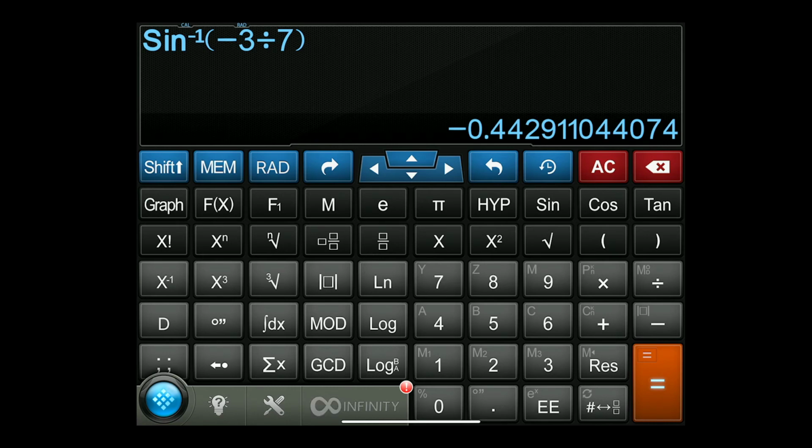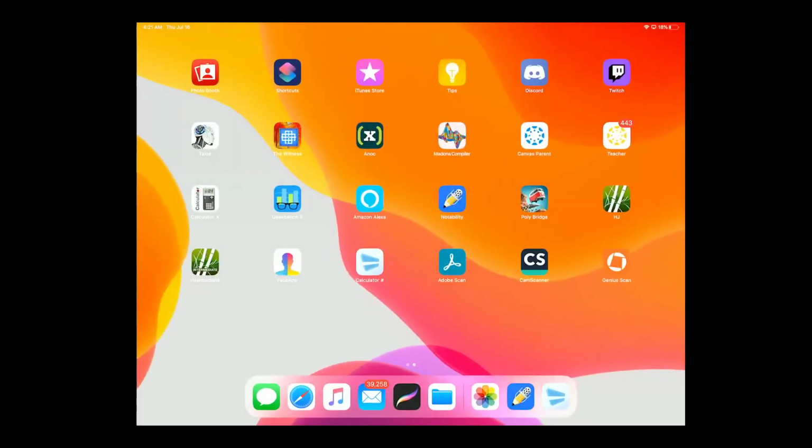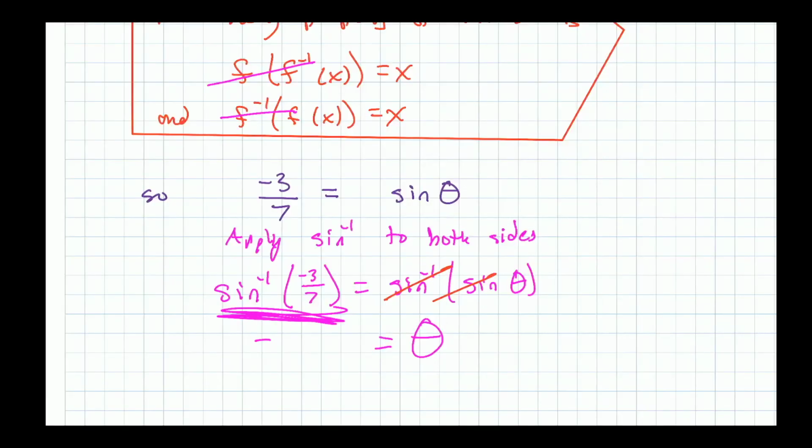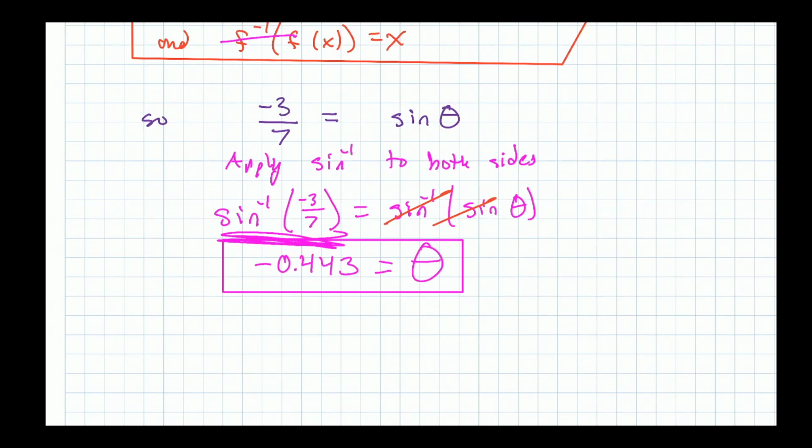And they said on the homework they wanted 3 decimal places. So that's going to be -0.443 when we round it. All right. And no matter what scientific calculator you have, you should be able to do it and get that answer. Okay? But you need to know how to find sine inverse. A lot of times you need like a second button.